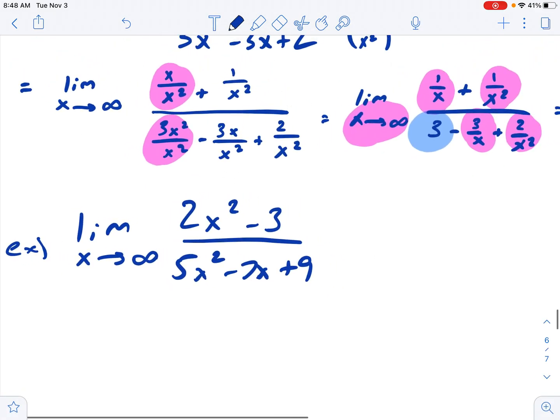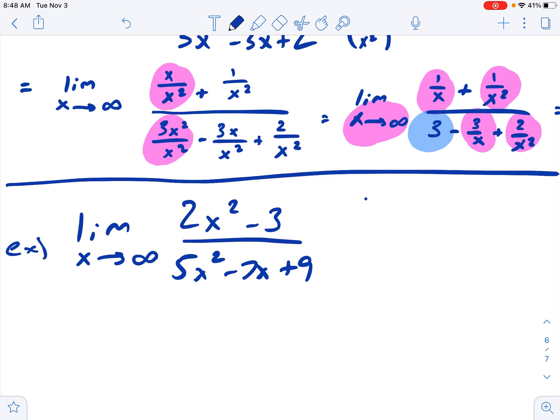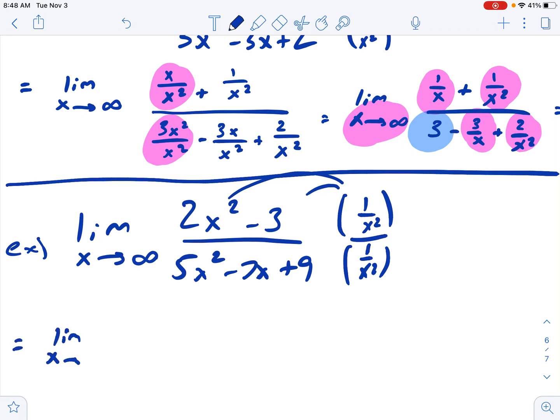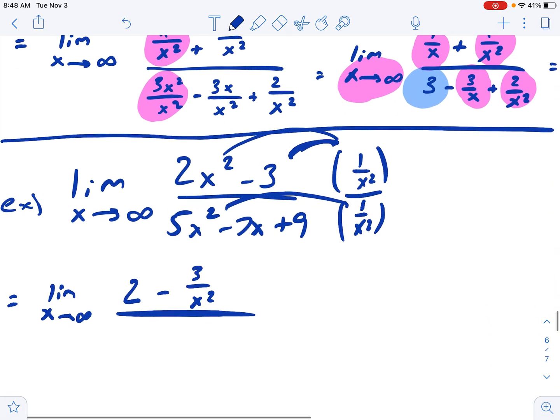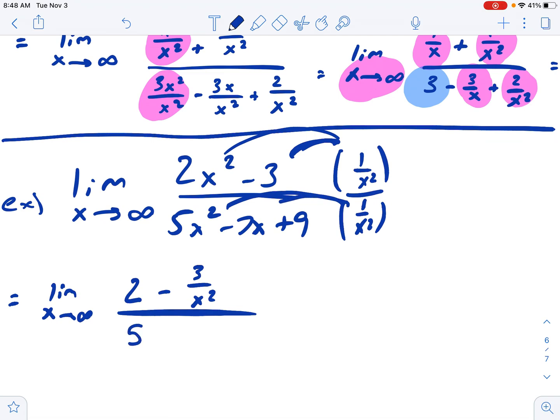Let's see why. So again, the highest power of x here is x squared. So I'm going to multiply this by 1 over x squared on top and bottom. I'm going to distribute, and let's see what we get here. So limit as x approaches infinity. Up top, I'm going to have 2x squared over x squared, which is 2, minus 3 over x squared. Down below, when I distribute, I'm going to get 5x squared over x squared, which is 5, minus 7 over x, plus 9 over x squared.